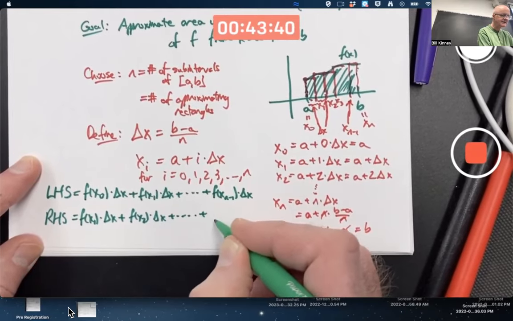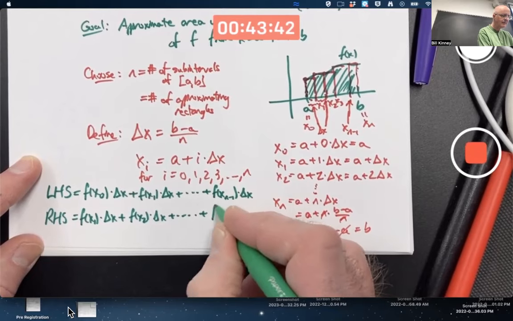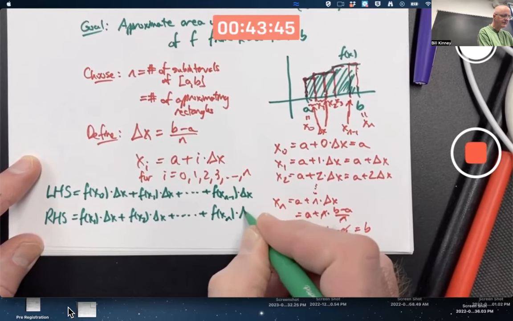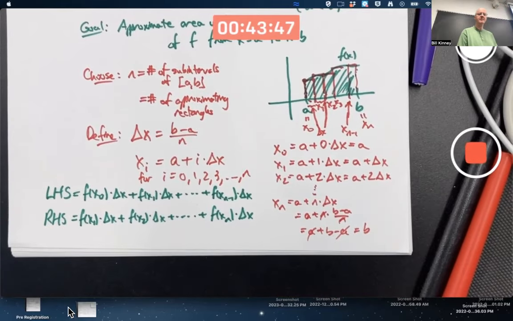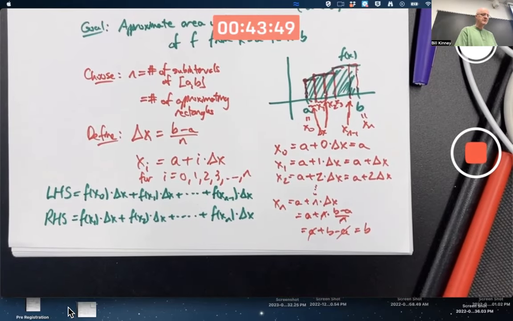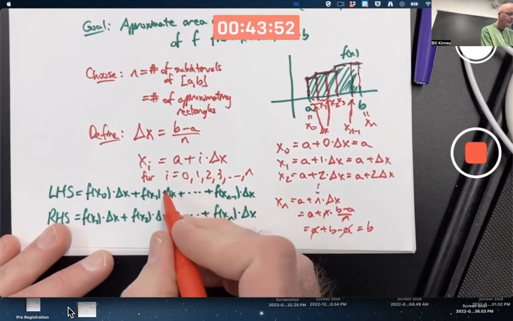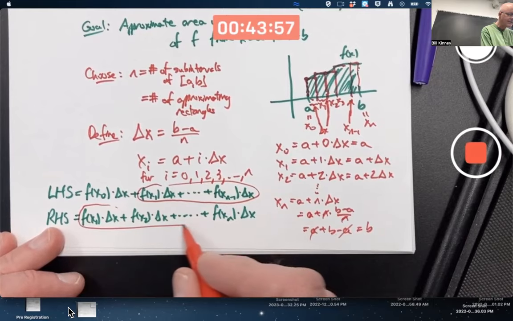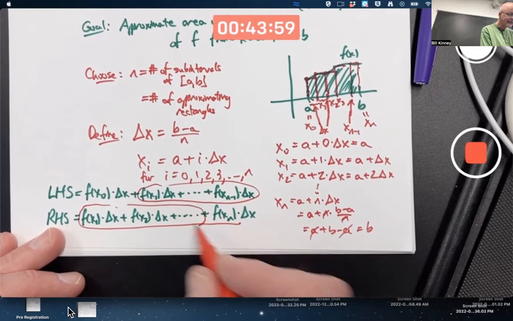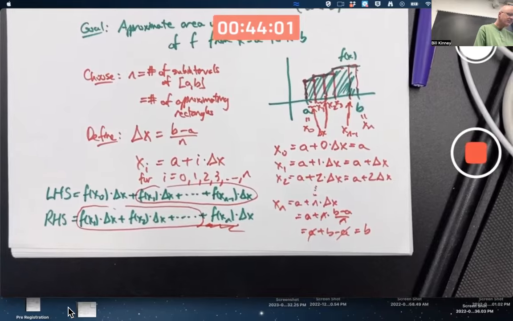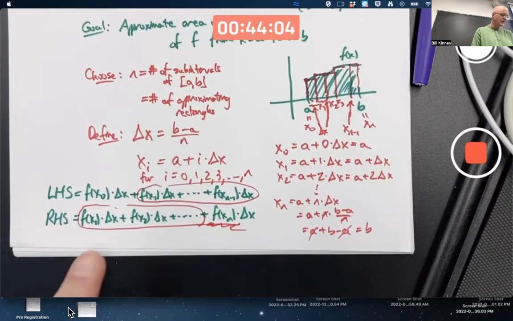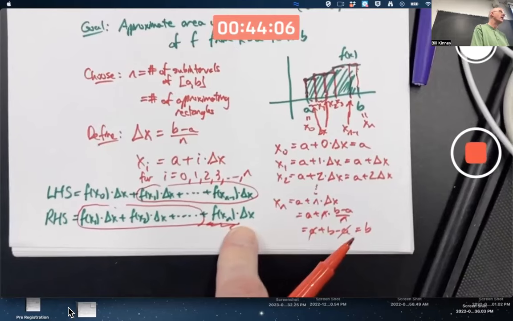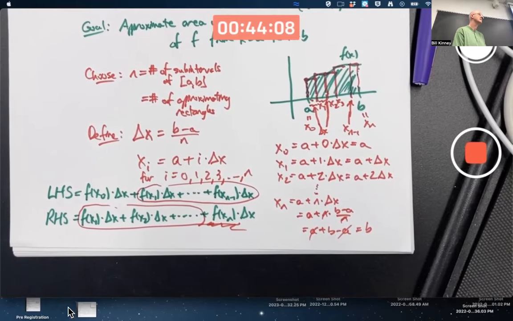It's almost the same sum. It is different, but it's almost the same. Many of the terms are the same. The terms that are the same are the ones where the subscript goes from 1 to n minus 1. That would include the second to last in this one. The terms that are different are the first one for LHS and the last one for RHS. LHS means left-hand sum, RHS means right-hand sum.